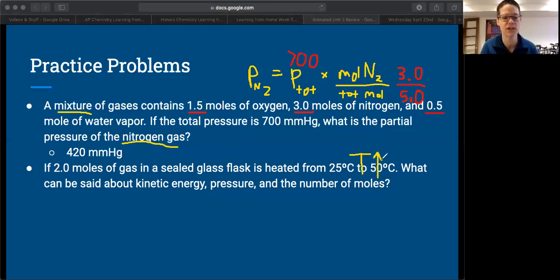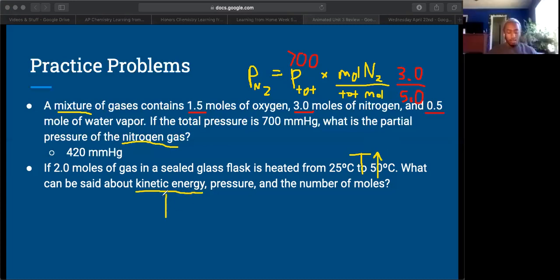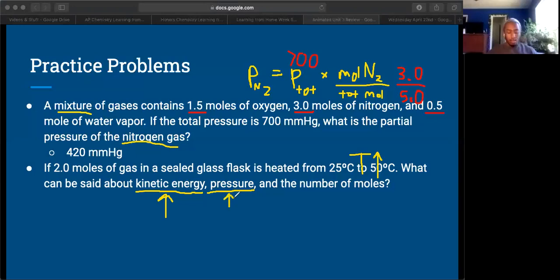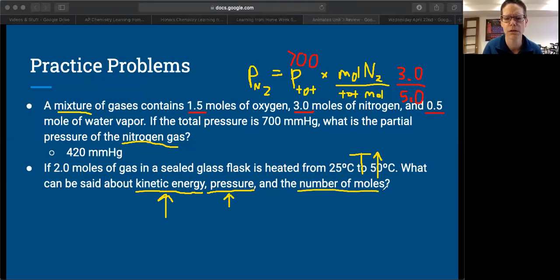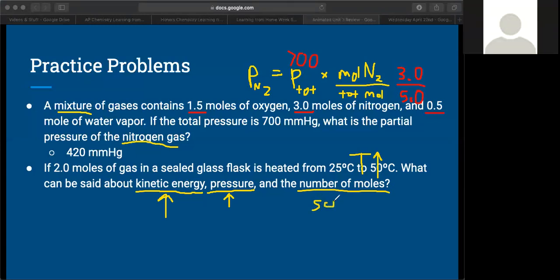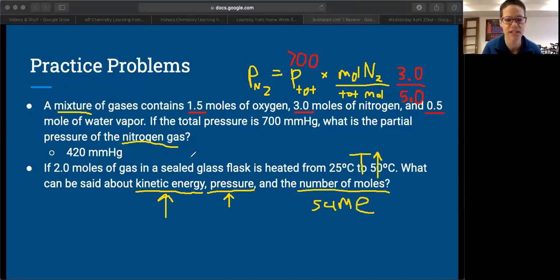So if I'm increasing my temperature, what can I say is going to happen to my kinetic energy? It should increase. What about my pressure? It should increase. And the number of moles? Should stay the same. And the reason I can say with certainty that the number of moles stays the same is it says it is sealed, meaning that nothing is going to go in or out.